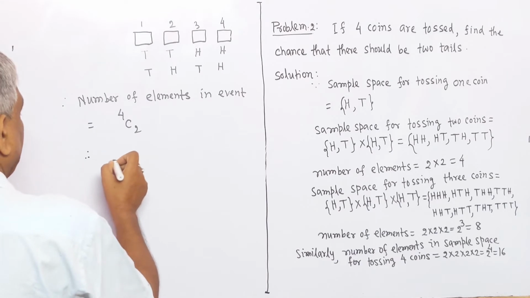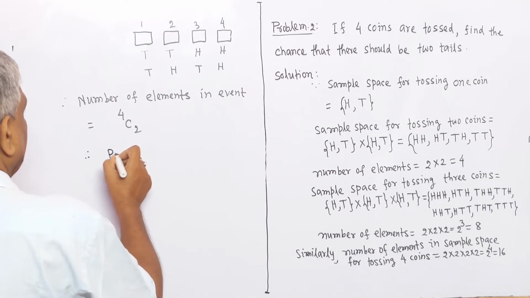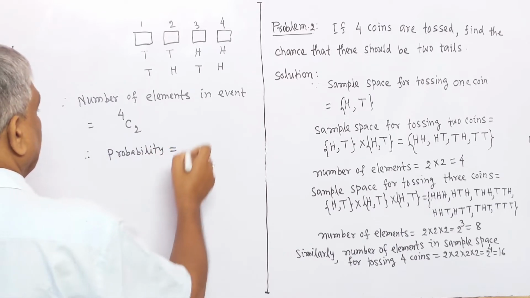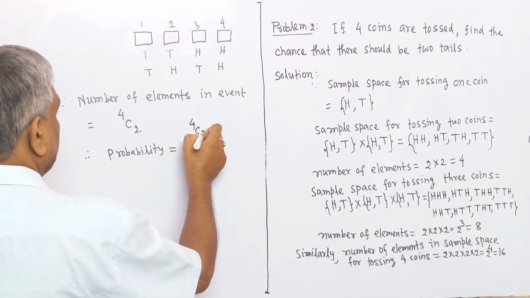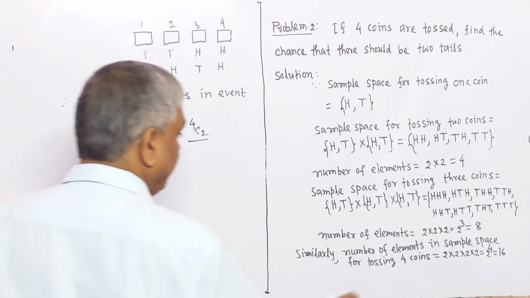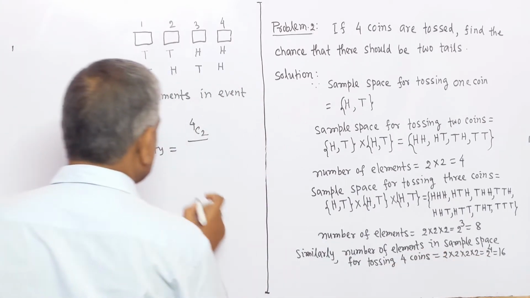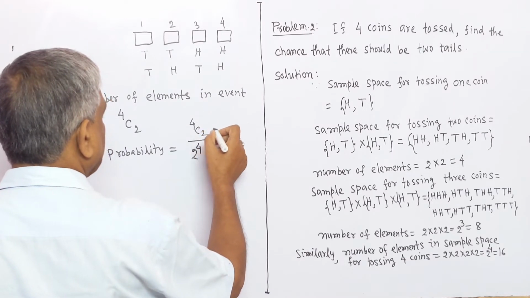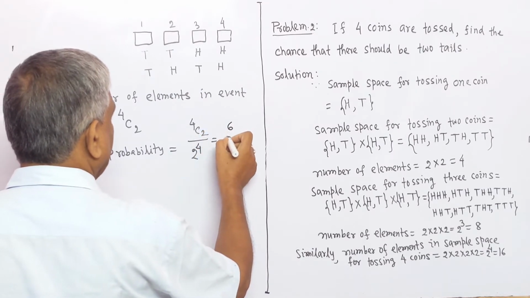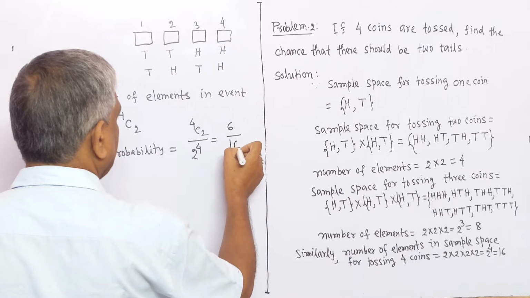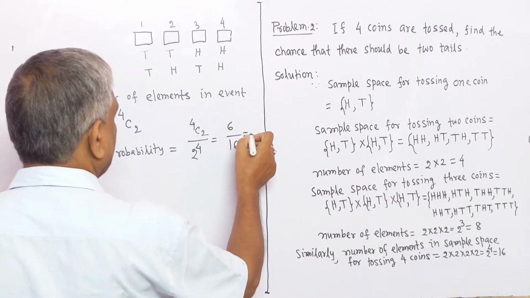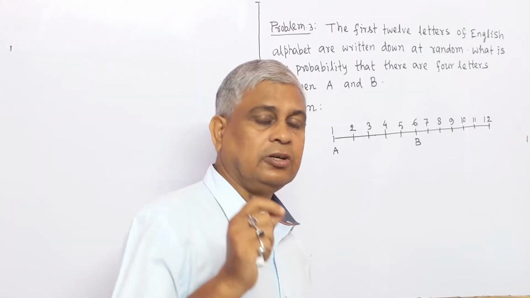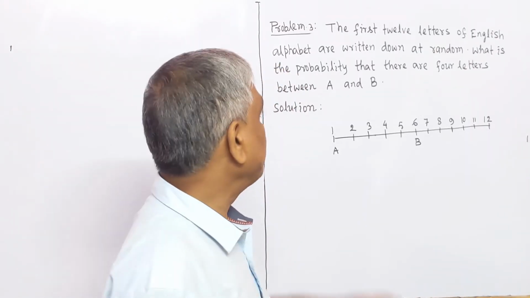Therefore, probability for event is 4C2 by number of elements in sample space, 2 to the power 4. This is 6 and this is 16, means 3 by 8. Now we solve the next problem.